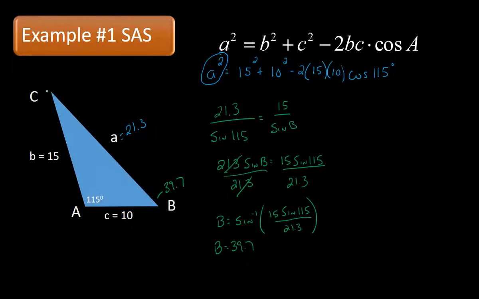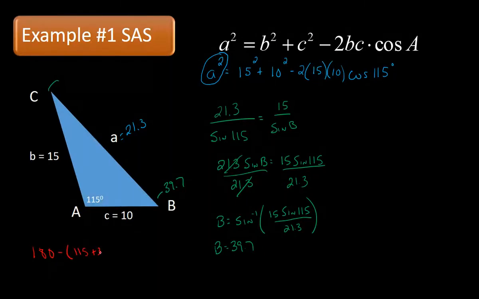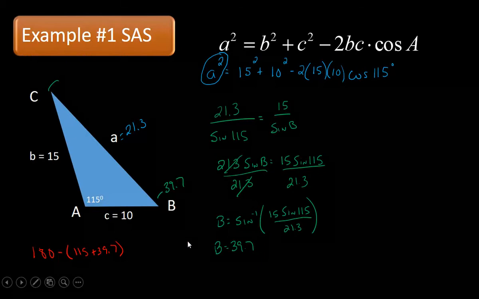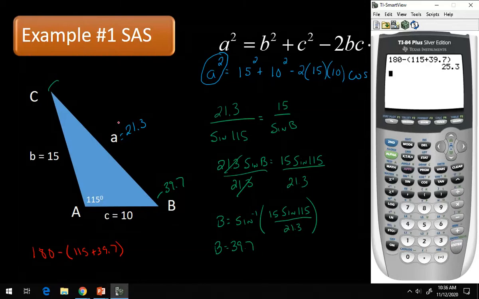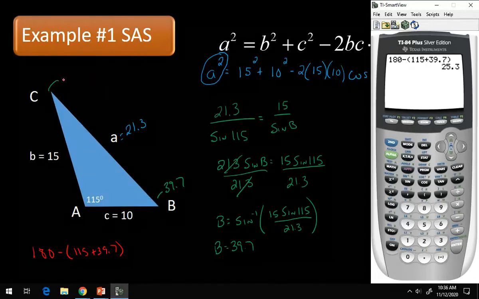And then the last thing I need to solve for is angle C. So all I have to do then to find angle C is take 180 minus 115 plus 39.7. So I get my 180 minus 115 plus 39.7. And we'll see that we have 25.3 for angle C.